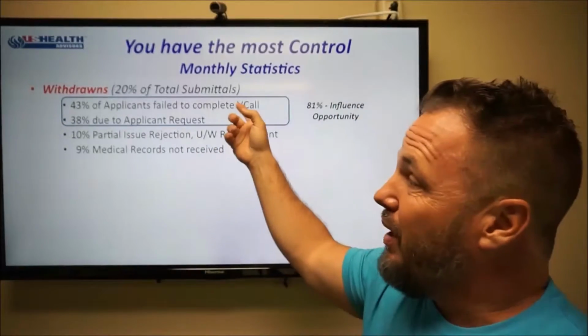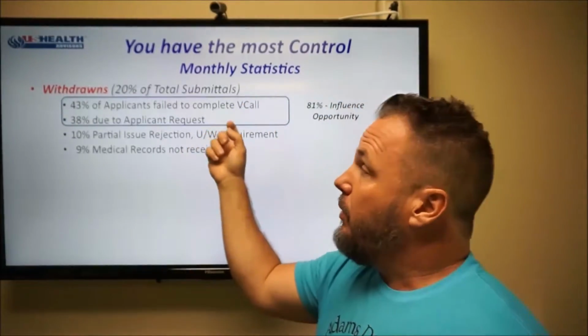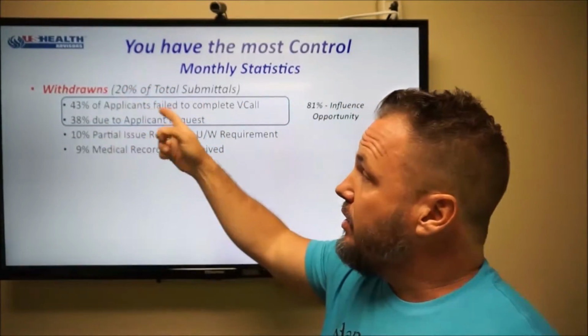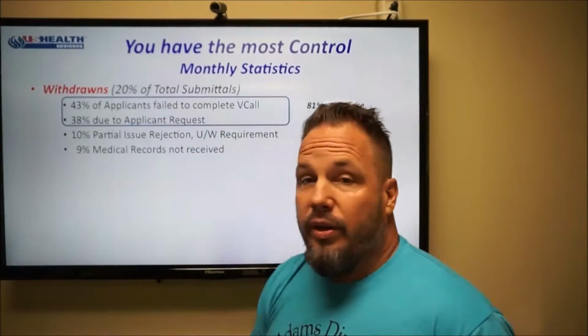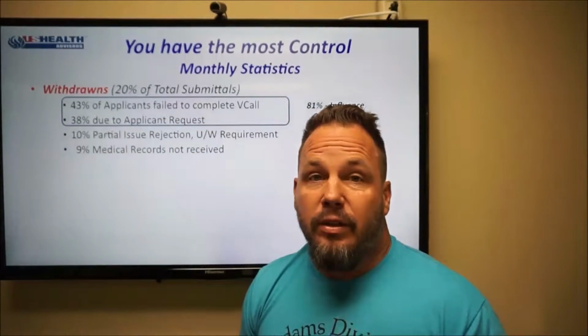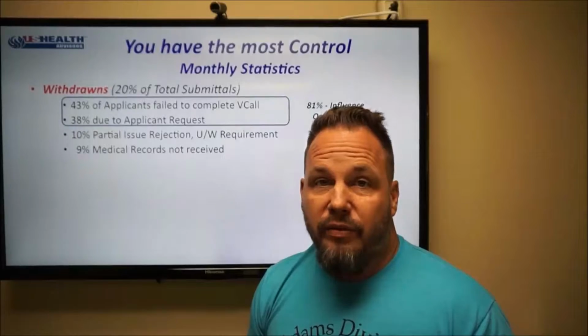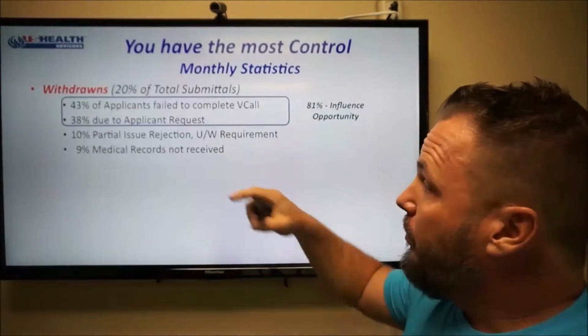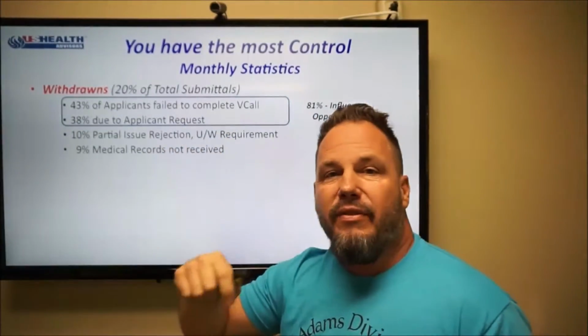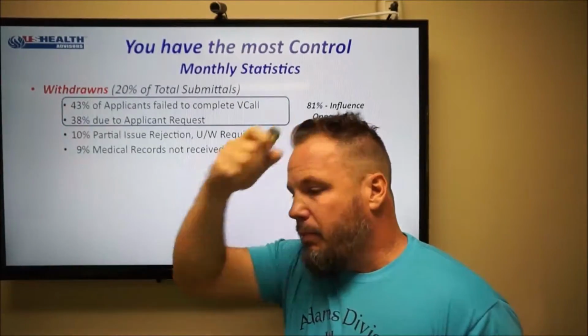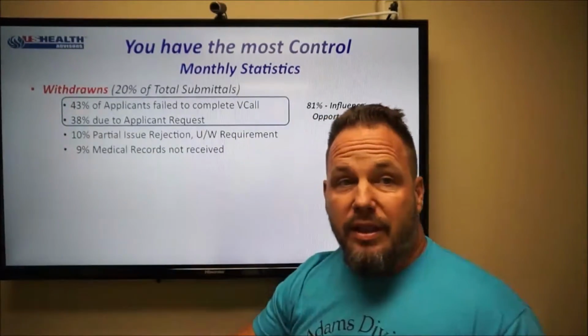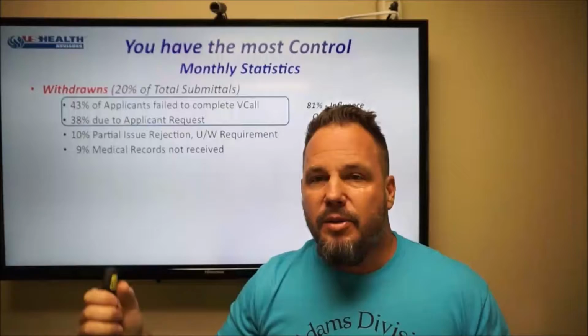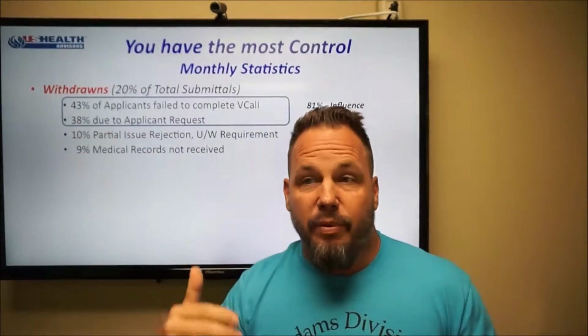This is our biggest problem on our team as well, is that people are withdrawing their policies either by failing to make the V-call, or they just say, hey, I'm out, I don't want the policy to go into effect. Okay. Partial issue rejection, what that means is if they give a rejection on one of the people, then the other person's saying, no, I'm not going to take it because you didn't take my husband. That's something that you got to prevent ahead of time.